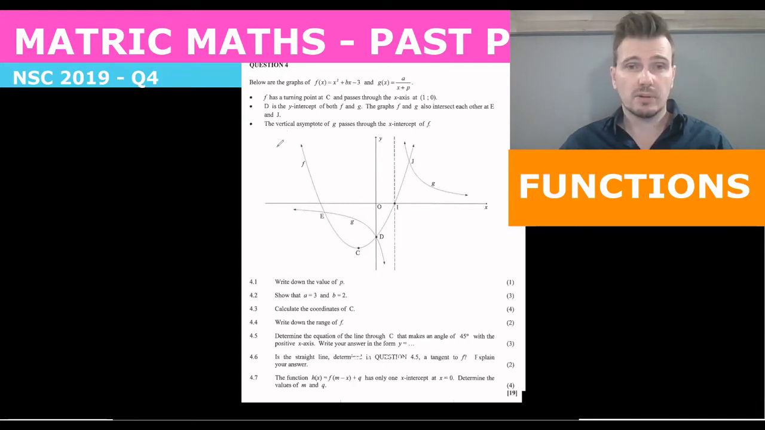We've gone on from algebra in the first question, and questions 2 and 3 were sequence and series. Now, functions.